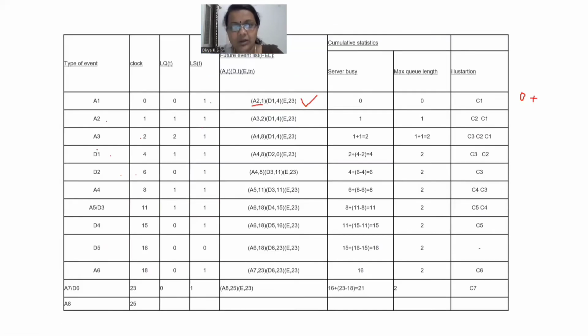Clock. What is the clock? You have to see this clock value. What is the clock value? 1. So 0 plus 1 minus 0. What is the answer? 1. Right, so that will be this one.